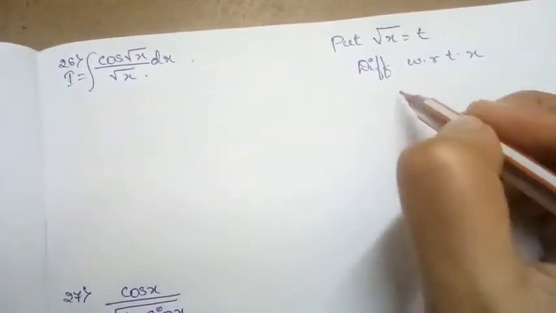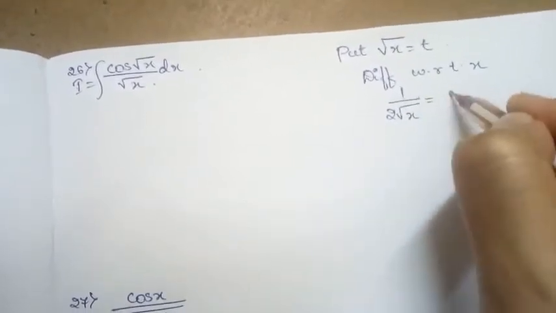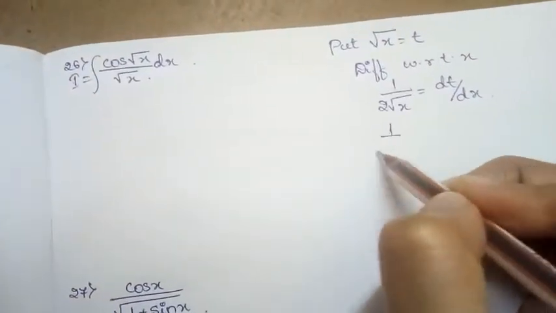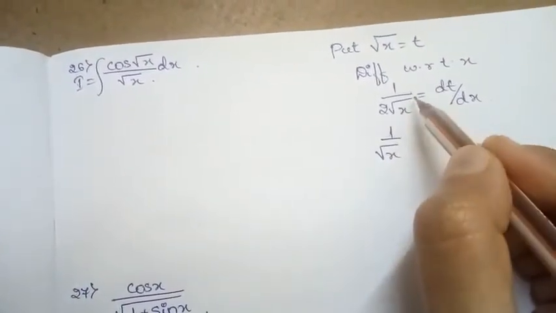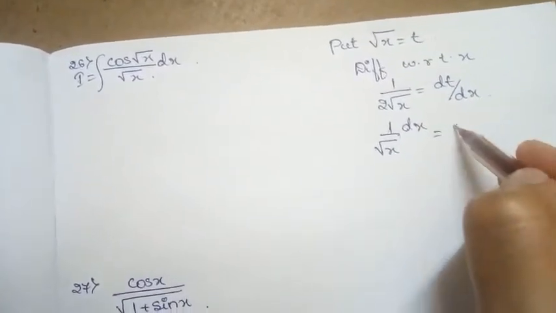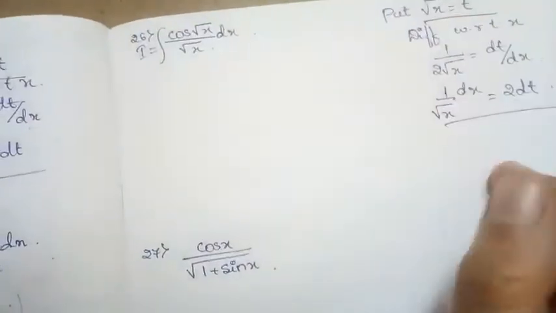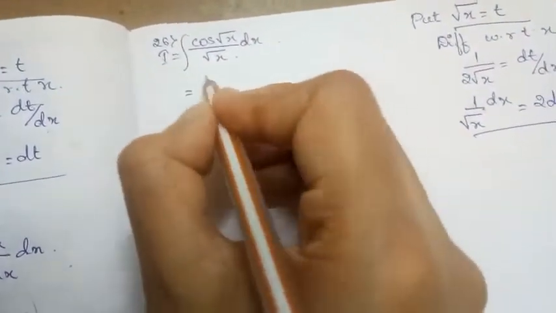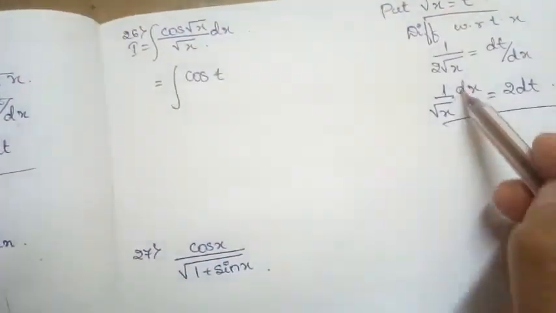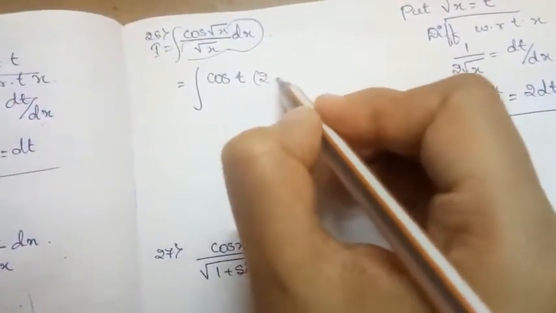By differentiating this with respect to x, differentiation of root x is 1 by 2 root x, which is equal to dt by dx. So if I bring dx towards the LHS, dx divided by root x is equal to 2 times dt. Now we have the value of t and this one, so I'll substitute these two in this equation. It becomes cos of root x, which I have taken as t, and dx by root x is equal to 2 times dt.